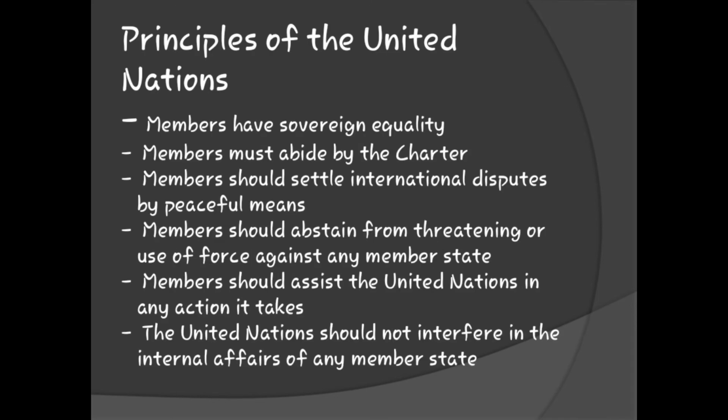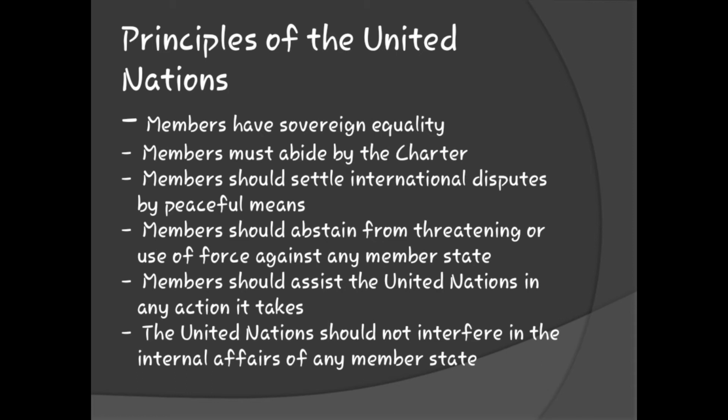To achieve these objectives, there was a need for some principles to be followed in the organization. What were these principles? They were: the members have sovereign equality, that is, self-rule equality. They must abide by the charter. The charter is where all the rules and regulations are mentioned, and that has to be abided by all the members. They need to settle international disputes by peaceful means rather than any sort of weapon.